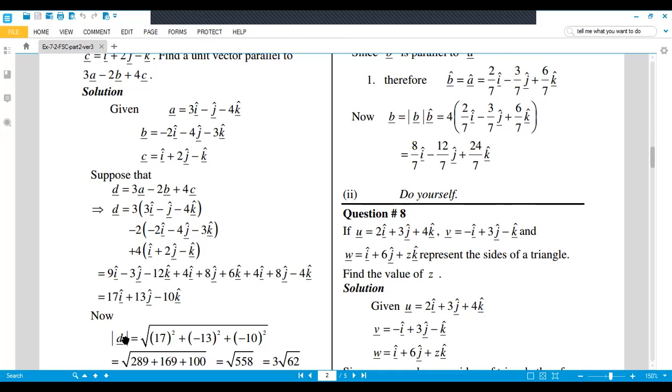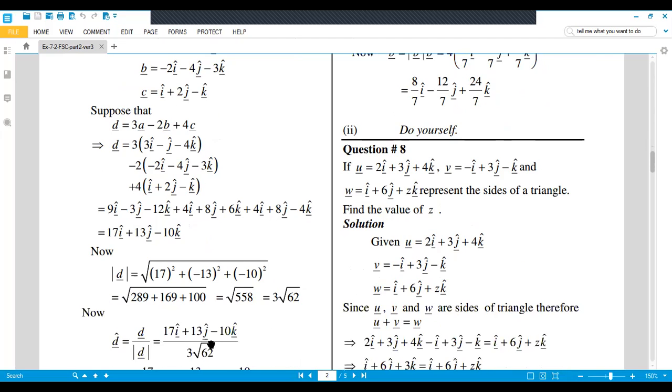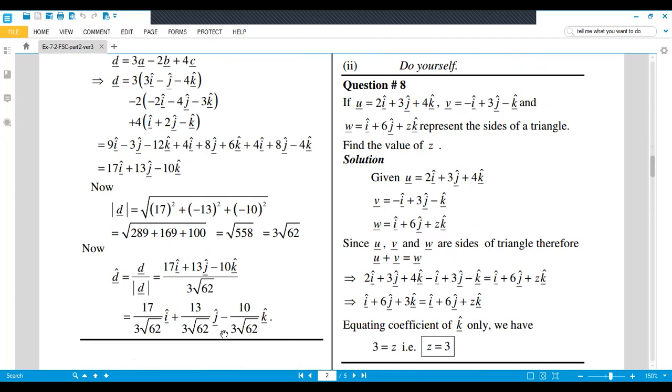Now D absolute, so to find the magnitude, we take the square root of the sum of the squares of the coefficients, so we get 3 under root 62. Now we are going to find the unit vector which is parallel to D, so D divided by the magnitude of D. This is the required unit vector which is parallel to the given vector. Now come to question number 7.